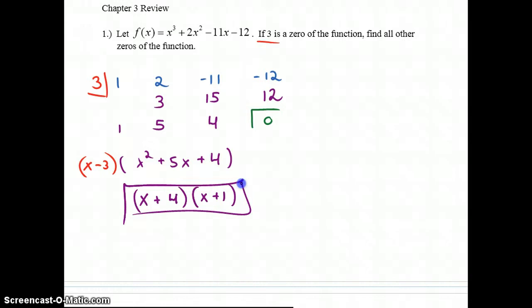Here are the other two factors. The other two zeros, if you want to say it. Zeros are negative 4 and negative 1. And that is all.